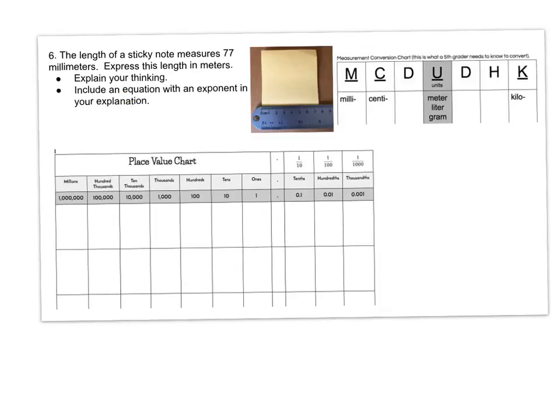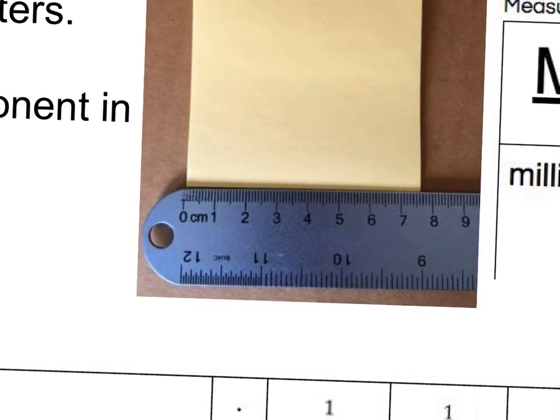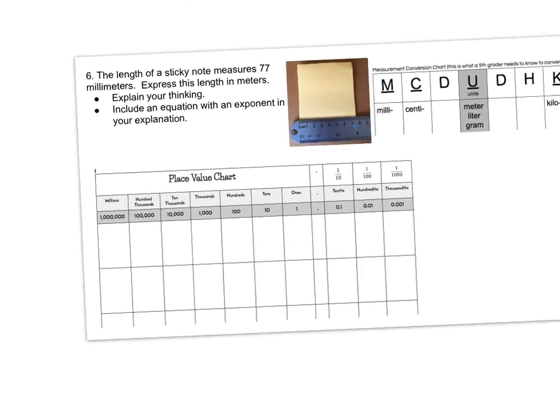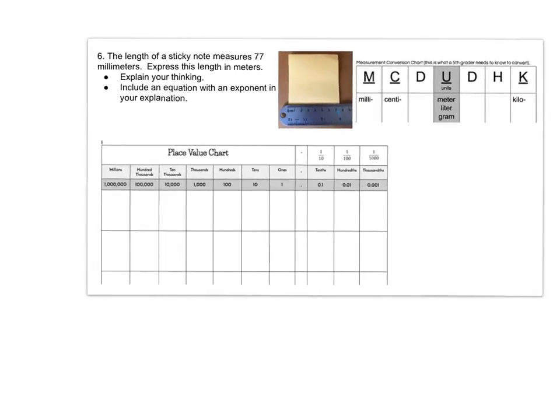And our very last problem on homework today says the length of a sticky note measures 77 millimeters. Express this length in meters. If we look closely at this picture, you'll notice that it's 77 millimeters, those little marks on the ruler, the teeny tiny marks right there that you can kind of see. And that's just a Post-it note. So again, it works the same way.